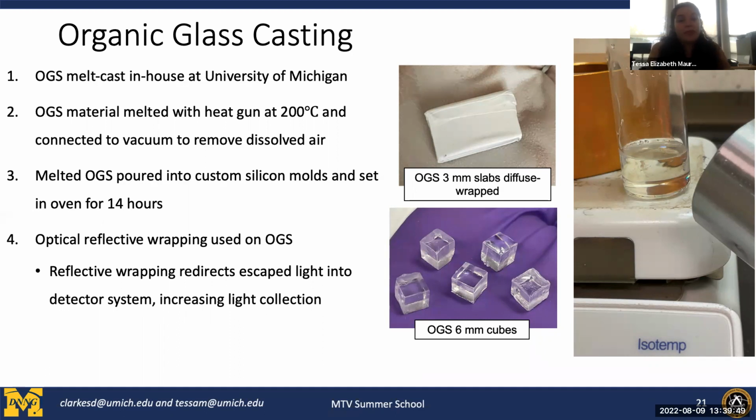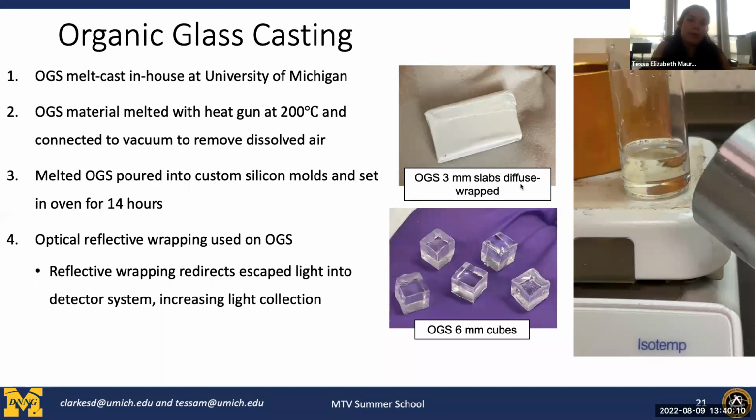Some other things we've been investigating are reflective wrappings used on our OGS. If you look at this top left picture here, this is a 3mm slab of OGS, and we have diffuse wrapped it.